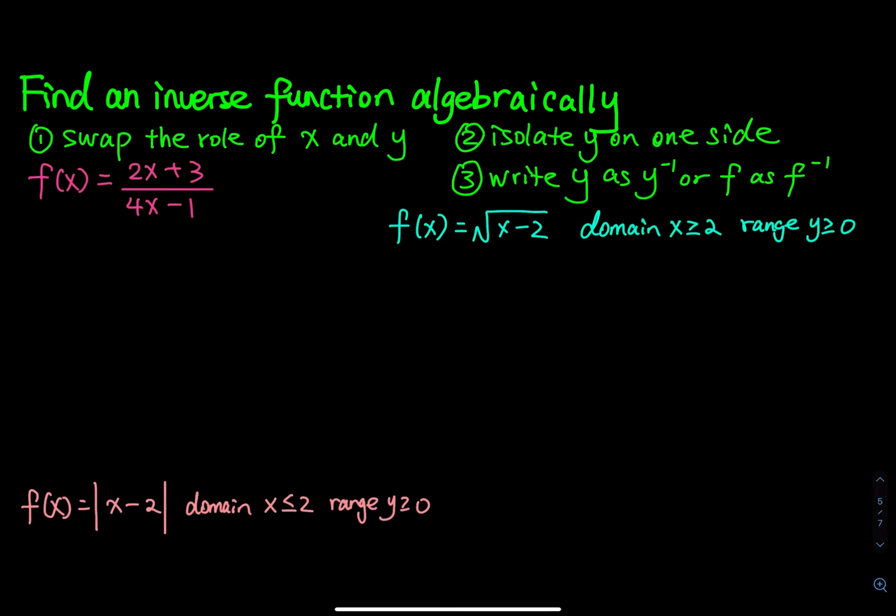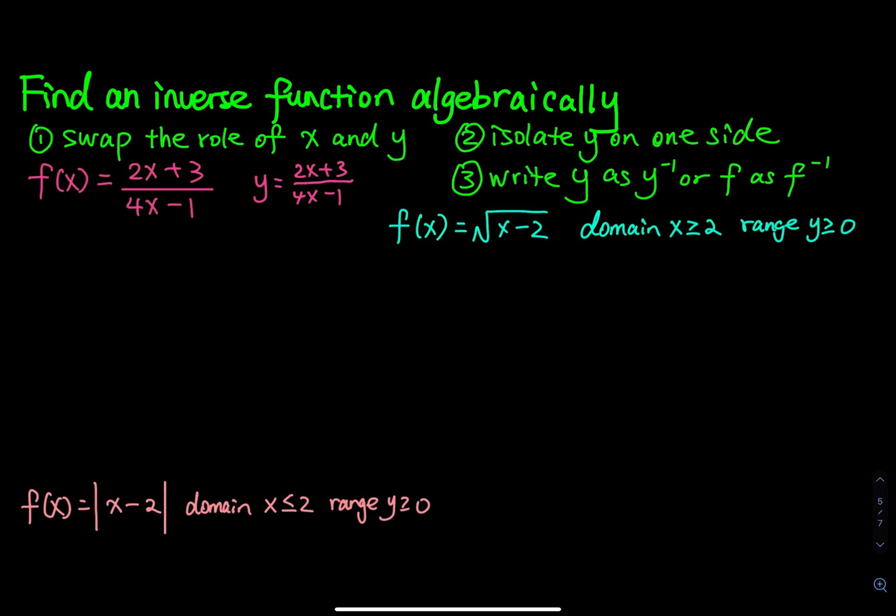This time I give you a function f of x equals (2x + 3) over (4x - 1). I want you to find its inverse function, f inverse of x, using algebra. There are 3 steps. The first step is you swap the roles of x and y. So you write this first. You write y equals (2x + 3) divided by (4x - 1).